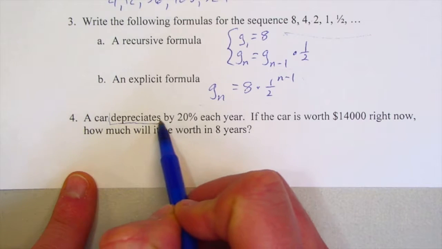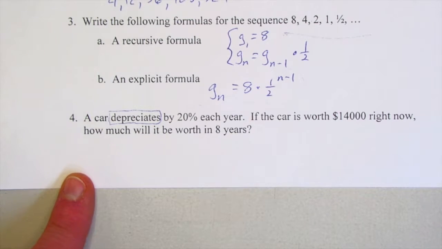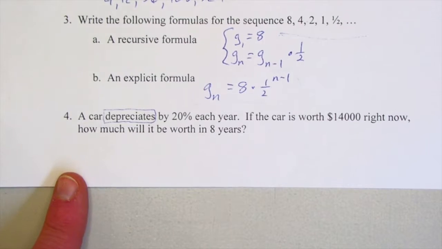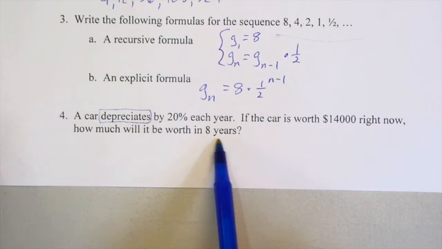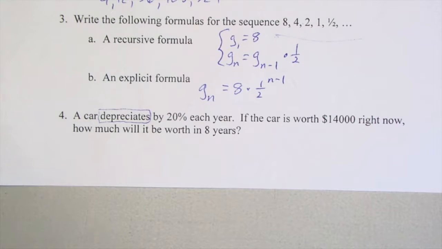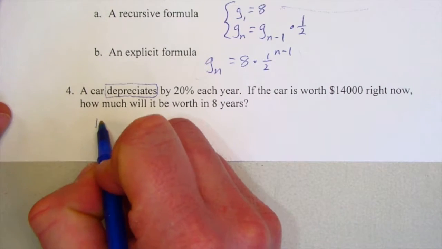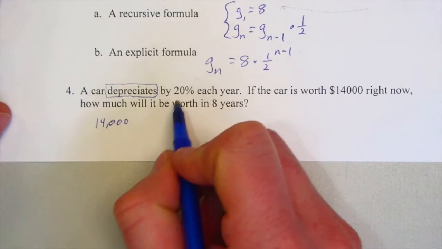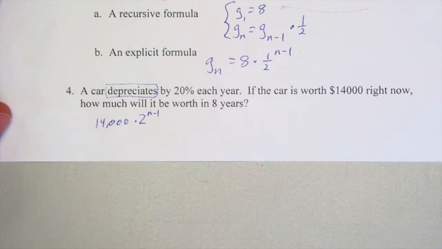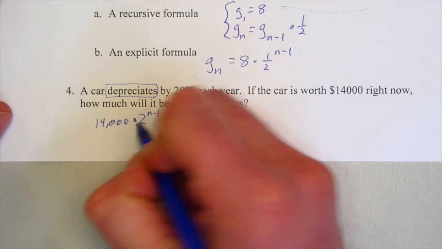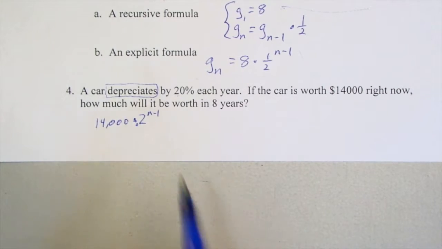The word depreciates means it loses its value. So if it depreciates by 20%, it means that it loses 20% of its value, but it keeps 80%. The question says, how much will this car be worth in 8 years? Here's how I often see people fill this out. They say, all right, my first term is going to be 14,000, and then 20%, well, that's 0.2 to the n minus 1, and then they just plug in an 8 and solve the problem.